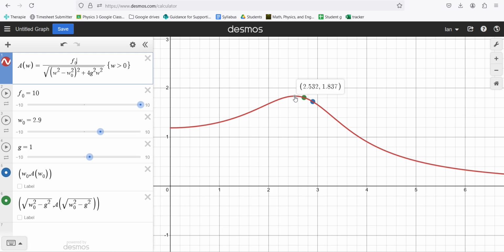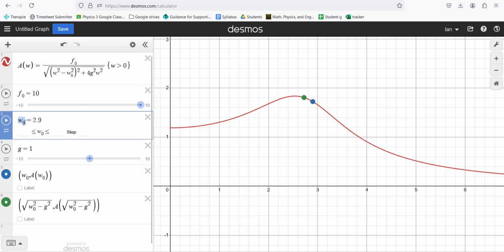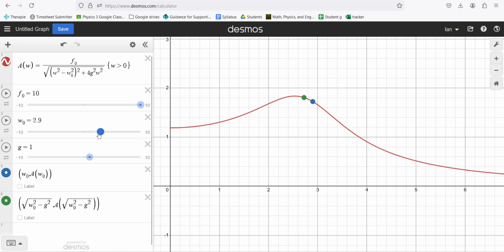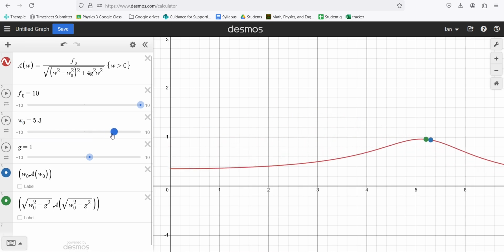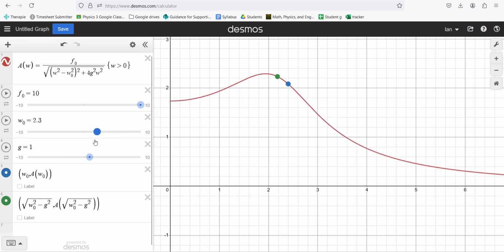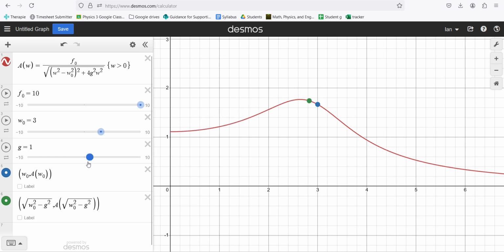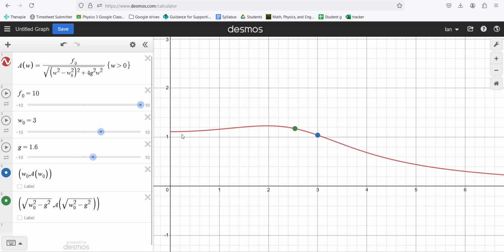I'm showing F naught just multiplies everything, moves things up and down. If I change omega naught, it moves things left and right, and also kind of splashes it out. And you guys can code this up yourselves. You saw what I did in Desmos, so it's very easy and very fun to play with. And if I make the damping bigger, it flattens out this curve.